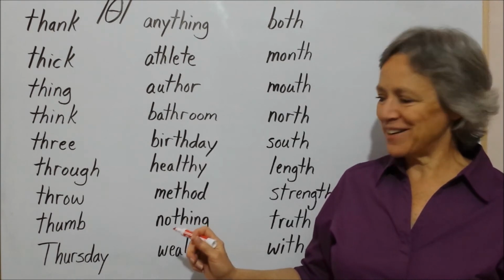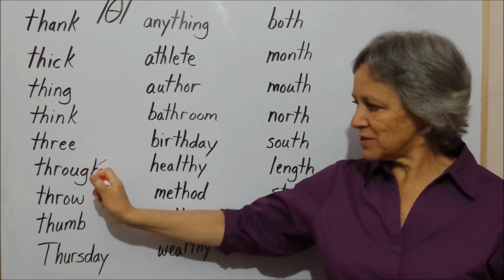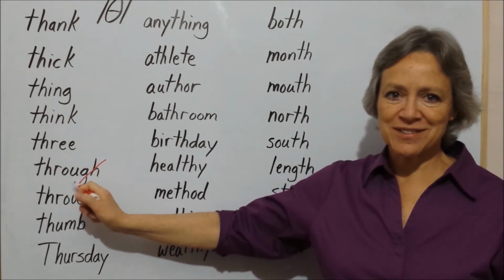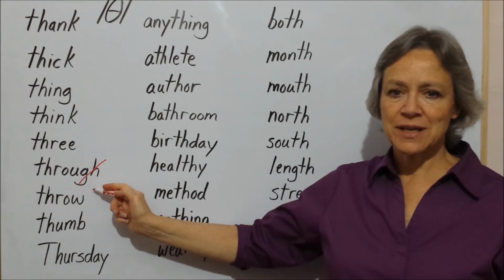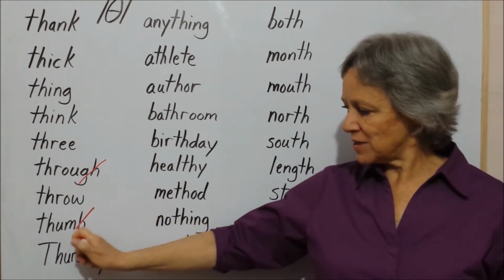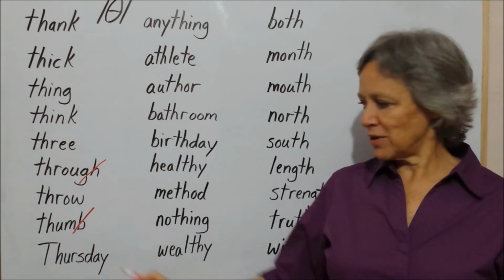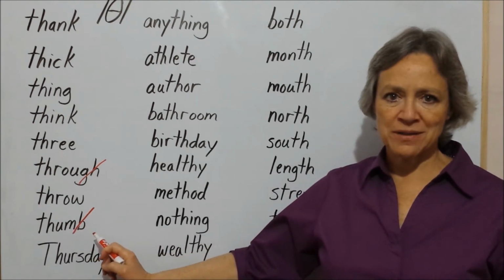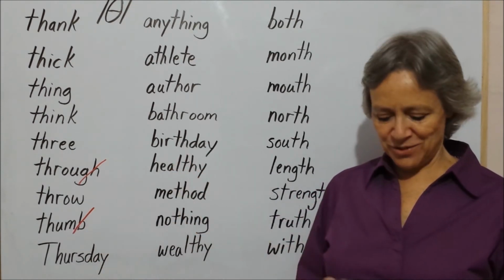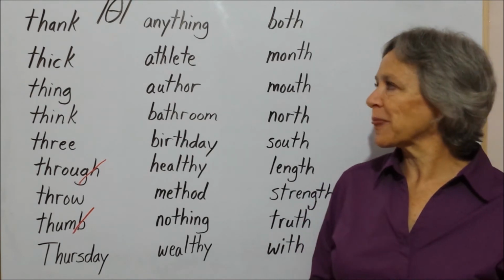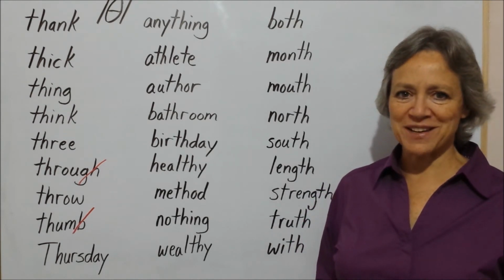A couple of comments here. We do not pronounce the GH in this word, so this is through. And we do not pronounce the B in this word, so this is thumb. Let's move on to the middle column. Please repeat these words after me.